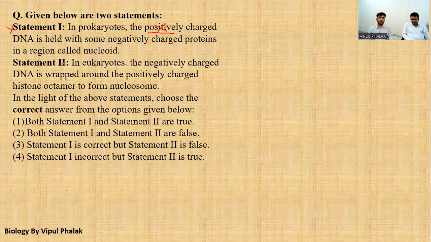Second statement, in eukaryotes, the negatively charged DNA is wrapped around the positively charged histone octamer to form nucleosome. This statement is correct. So our statement 1 is false and second is correct, which is option 4.